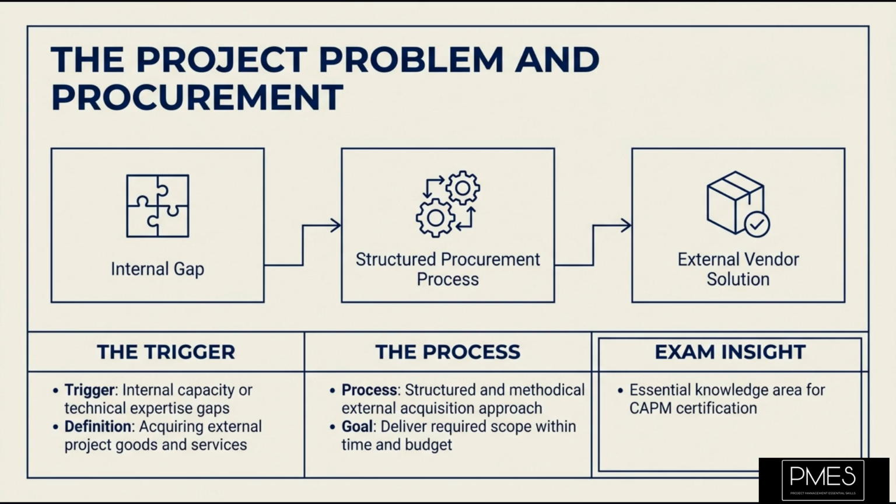Welcome to Procurement Planning Basics, a vital part of your project management toolkit. Procurement management is all about acquiring the goods and services your project needs from outside the performing organization. It is a structured, methodical process to ensure you get exactly what is required, on time and within budget, while managing external relationships. For your Certified Associate in Project Management exam, understanding this process is absolutely essential.